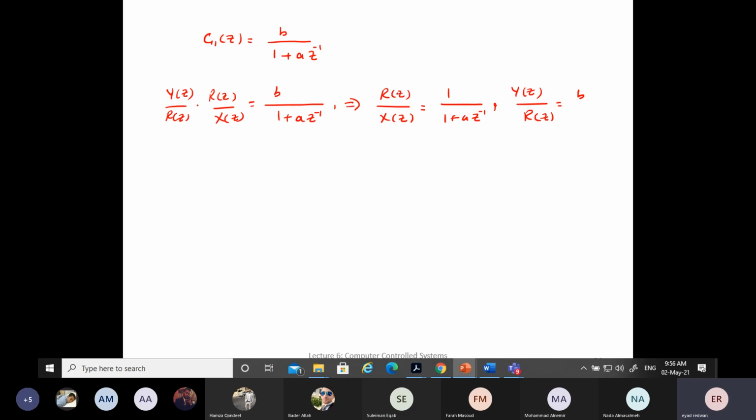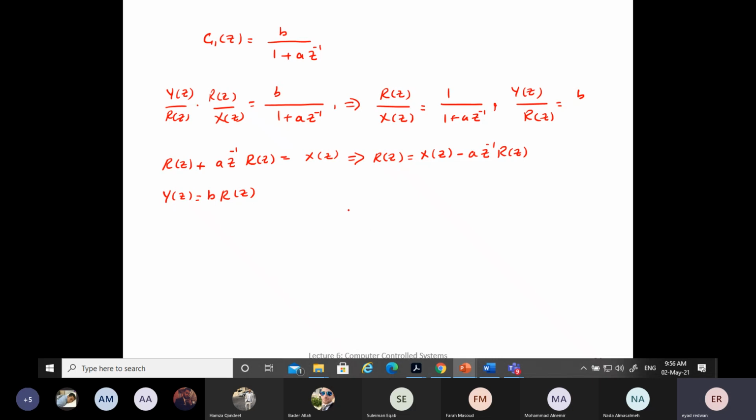So if I come to implement this term, cross multiply, and you get R of Z times 1 plus A Z to the power minus 1 equals X of Z. And from here, I can write R of Z equals X of Z minus A Z inverse R of Z. And from the output equation, I can write Y of Z equals B times R of Z.